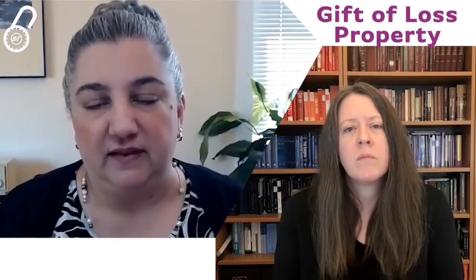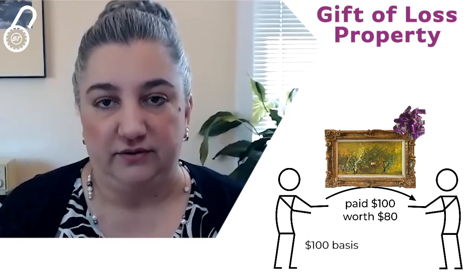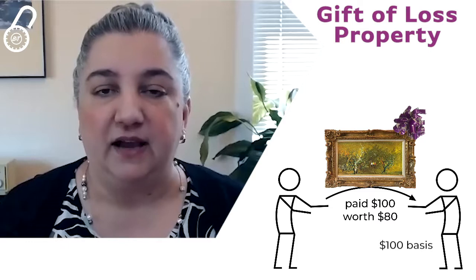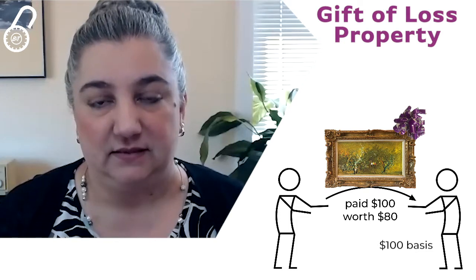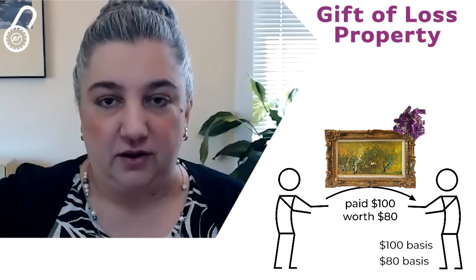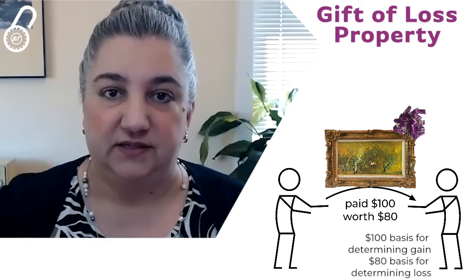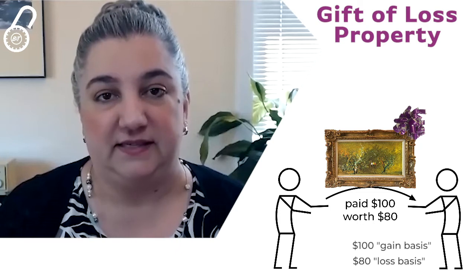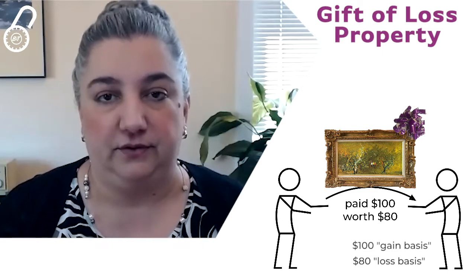So if instead, let's say mom has a $100 basis in the painting, but it's actually worth only $80 at the time that she gifts it to me, then I do take a $100 basis, but I actually have a second basis. I have a basis for determining loss on future disposition, and that basis is limited to fair market value. So my second basis is $80. So what ends up happening is I have a $100 basis for purposes of determining any gain on future disposition, and I only have an $80 basis for purposes of determining any loss on future disposition. So this is an example of where property can have 2 bases. It's not the only example of that in the US tax law, but it's an example that you might encounter fairly early on in your study of tax.